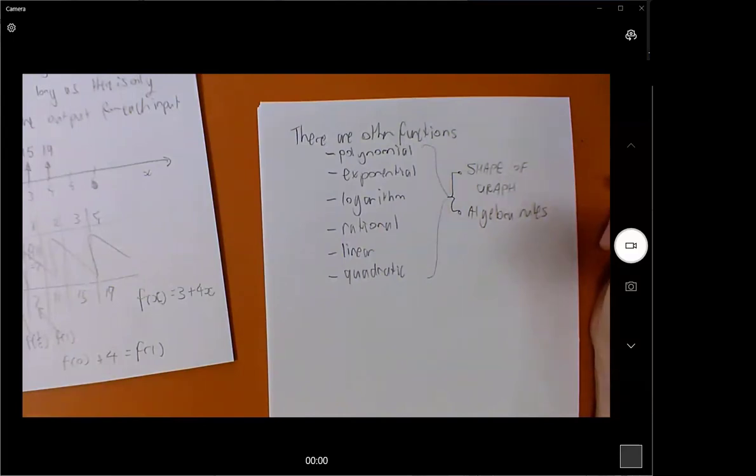So if I were writing myself a summary sheet of those things, I would say this type of function, this is what the graph looks like, this is how the numbers in the formula relate to the graph, and this is the algebra rules that I'm allowed to use for it. Okay.